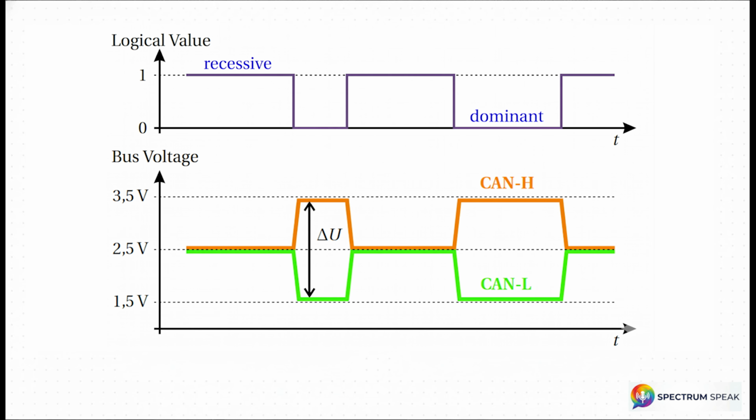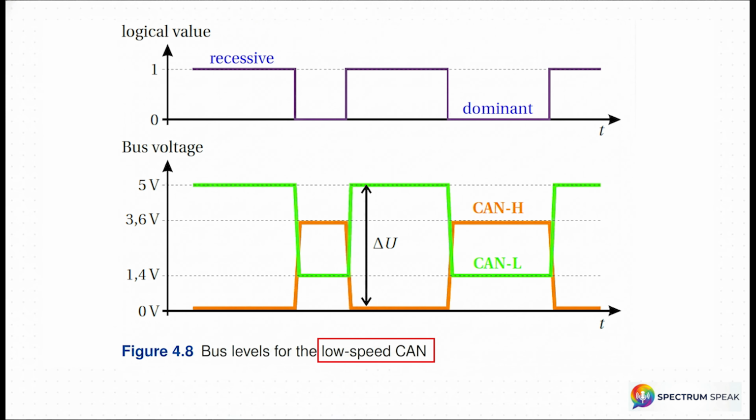Now contrast this directly with the low-speed CAN specification. It's a totally different beast. For low speed, a recessive state actually sits at a negative 5-volt differential, with CAN low up at 5 volts and CAN high at 0. A dominant state shifts this to a positive 2-volt differential. You absolutely cannot mix these two standards on the same physical bus. Their electrical realities are just completely incompatible.